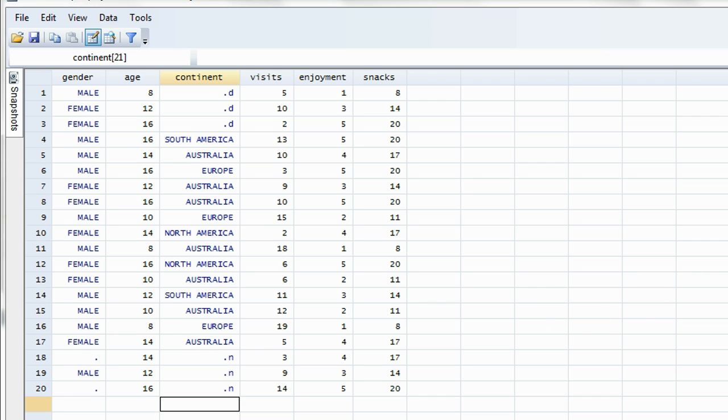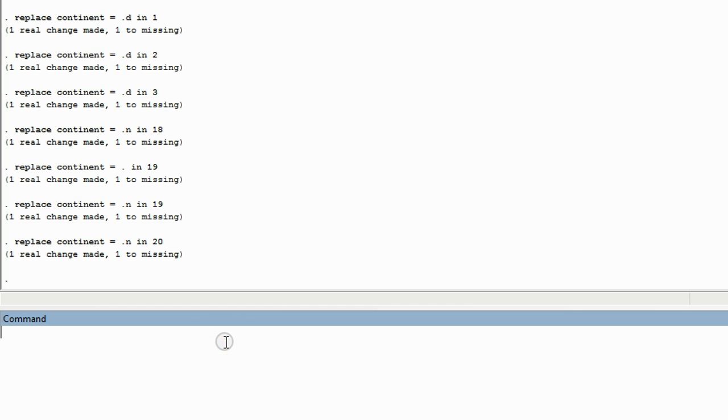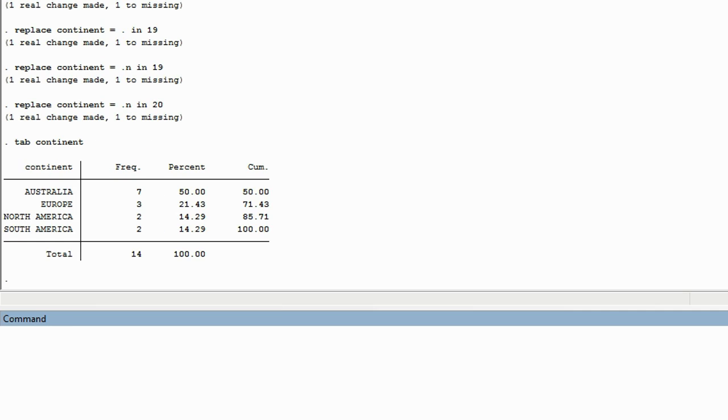But now when we run a table with continent, we type tab continent. Now notice, because we made 3 of them .d and another 3 .n, that means now there are only 14 observations that make 100% of the variable that we ran the table from.